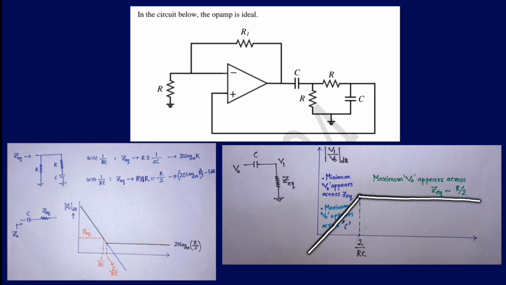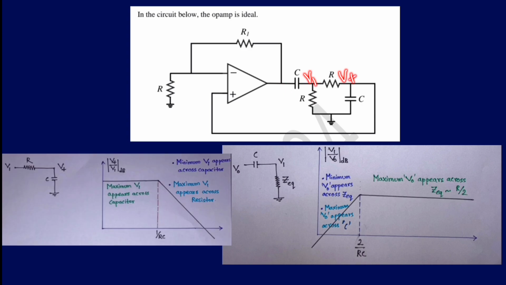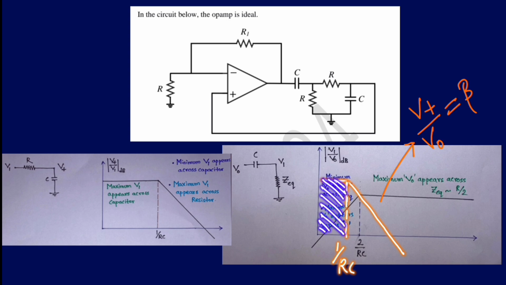Okay, so there is a high pass filter, and now from V1 to V plus there is another low pass filter. So now if you see the combined one from V0 to V plus, it has a cutoff frequency of only 1 by RC. And that is my frequency of oscillation.